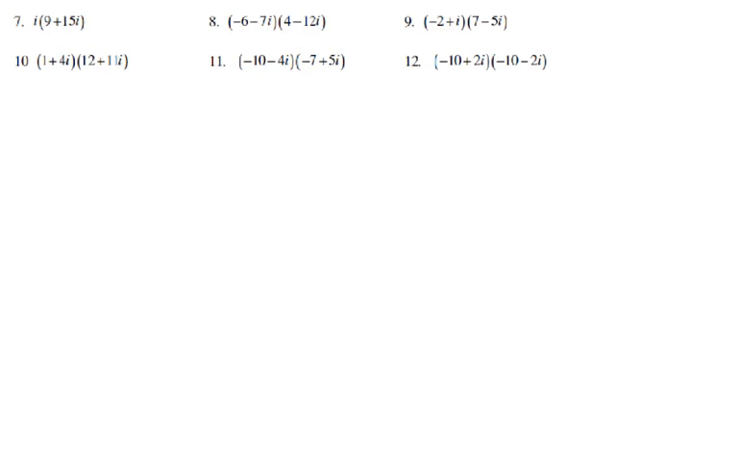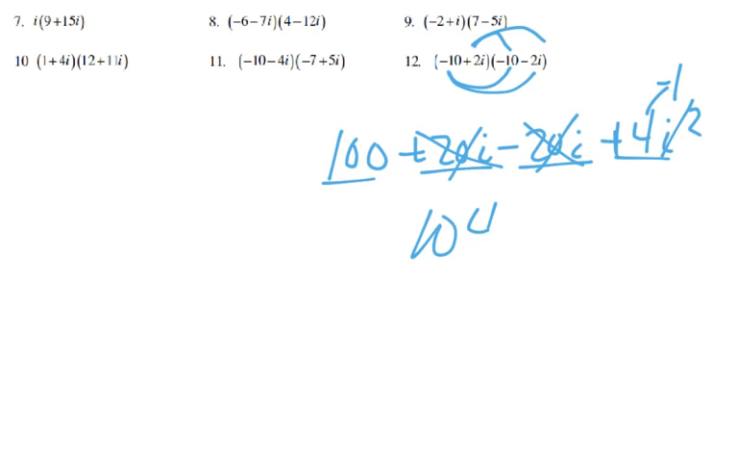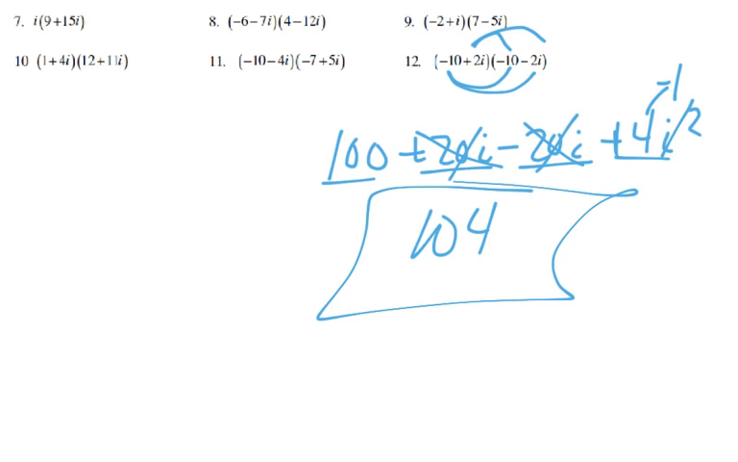Alright, then the last one, negative 10 and negative 10, positive 100, negative 10, negative 2, positive 20i, 2 and negative 10, minus 20i, 2 and negative 2 will give us a negative 4i squared. Well, positive 20, negative 20, those cancel out. That becomes negative 1, which makes that a positive 4. 100 plus 4 gives us our final answer of 104. And we are done.